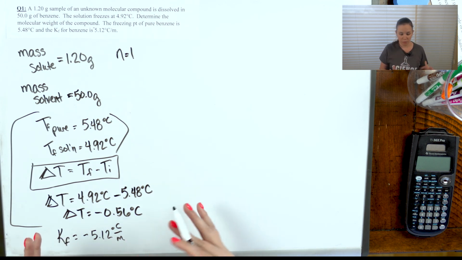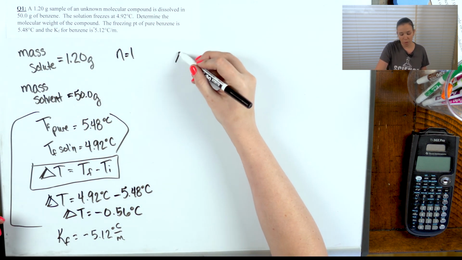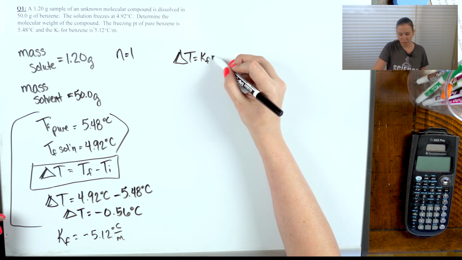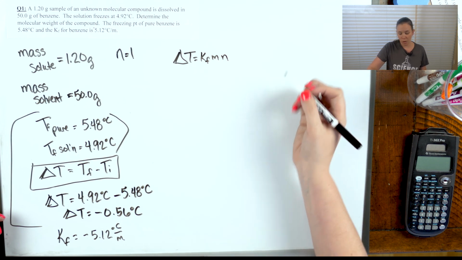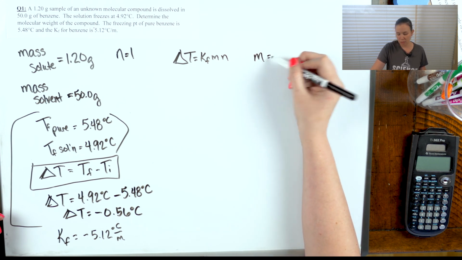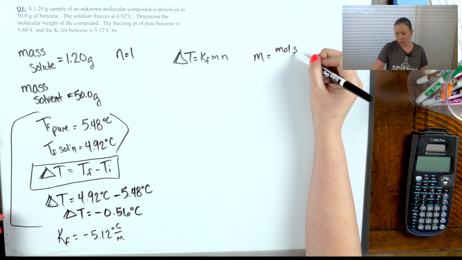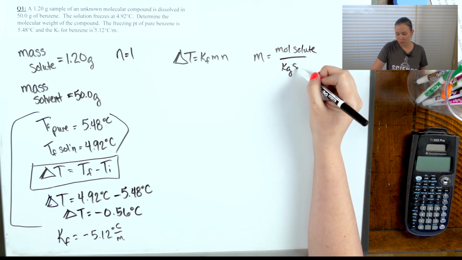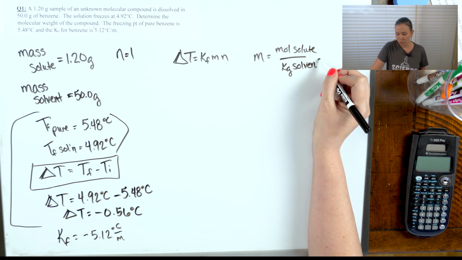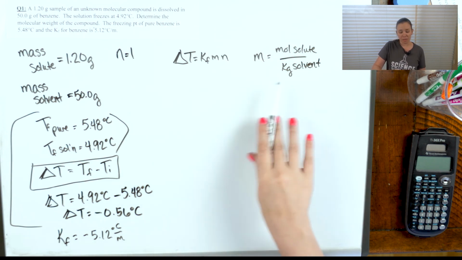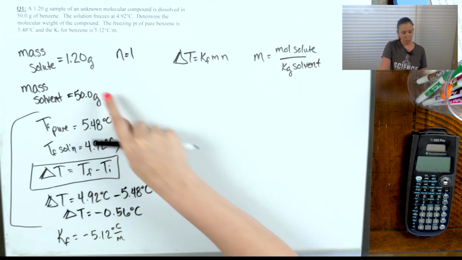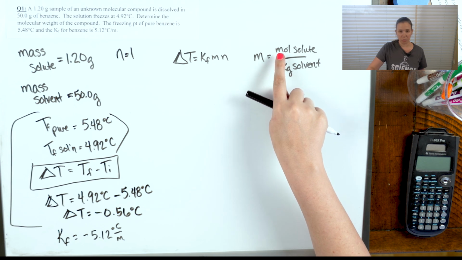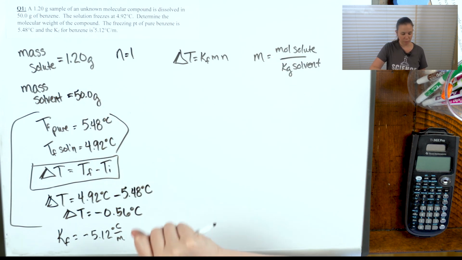There are two main formulas involved in these types of problems. We have delta T equals KF times M times N, and we have that the molality is equal to the moles of solute over the kilograms of solvent. So the question is, what do we have enough to use? We have the mass of solute, but I can't convert to moles since I don't know the molar mass. So that's not helpful right now.